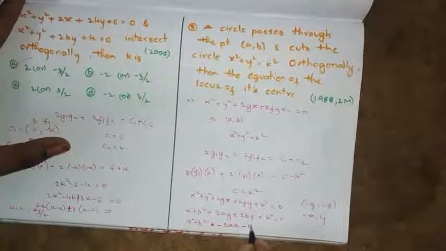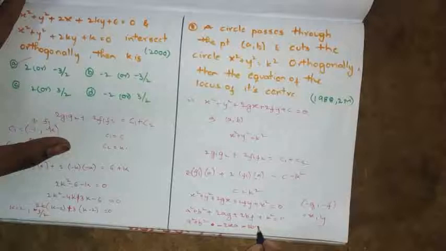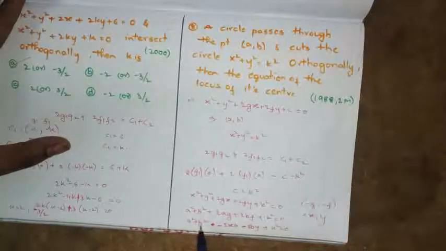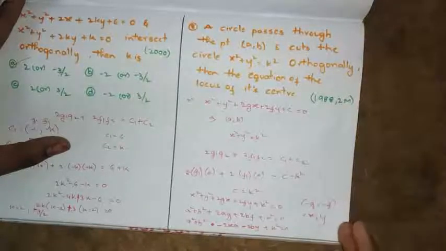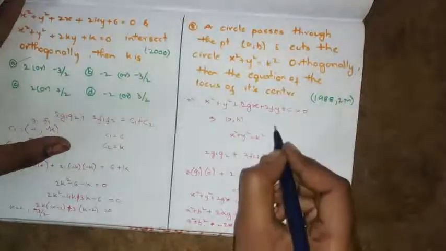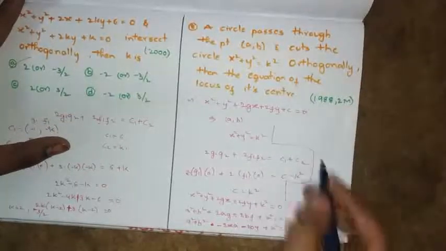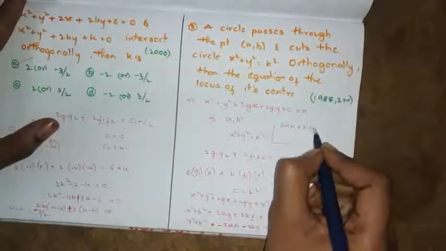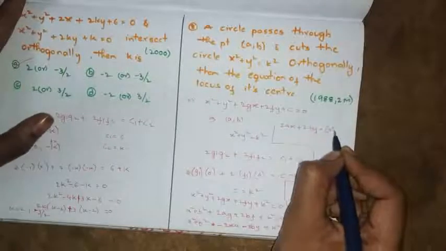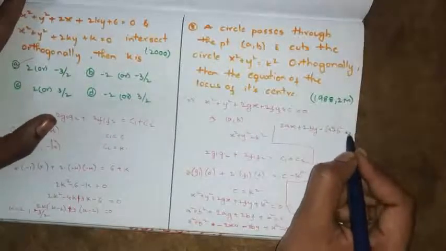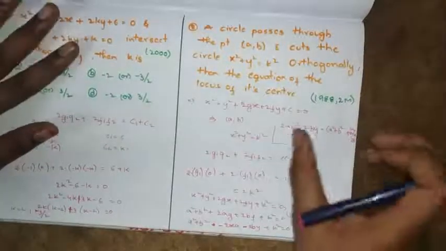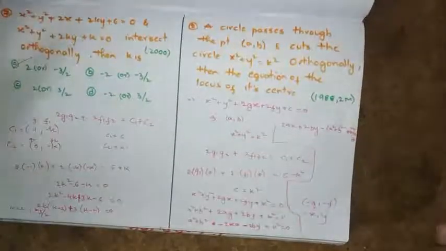Minus 2by plus k square is equal to 0. From this you can get that a square plus b square plus k square is equal to 2ax plus 2by, and from this the equation of locus of its center will be 2ax plus 2by minus of a square plus b square plus k square is equal to 0. Okay, this is the option given. Options are so lengthy, that's why I didn't write that.